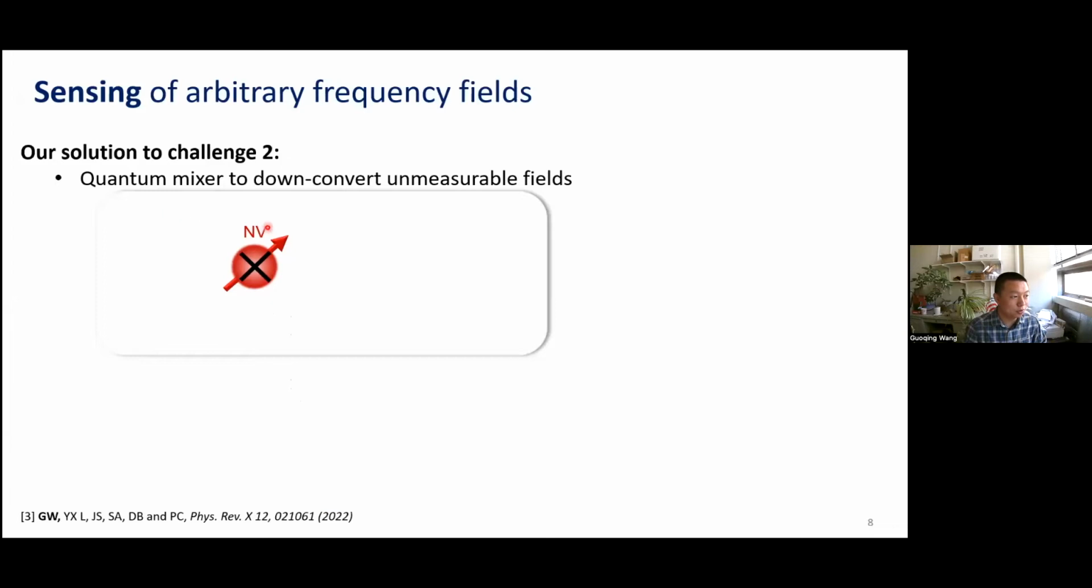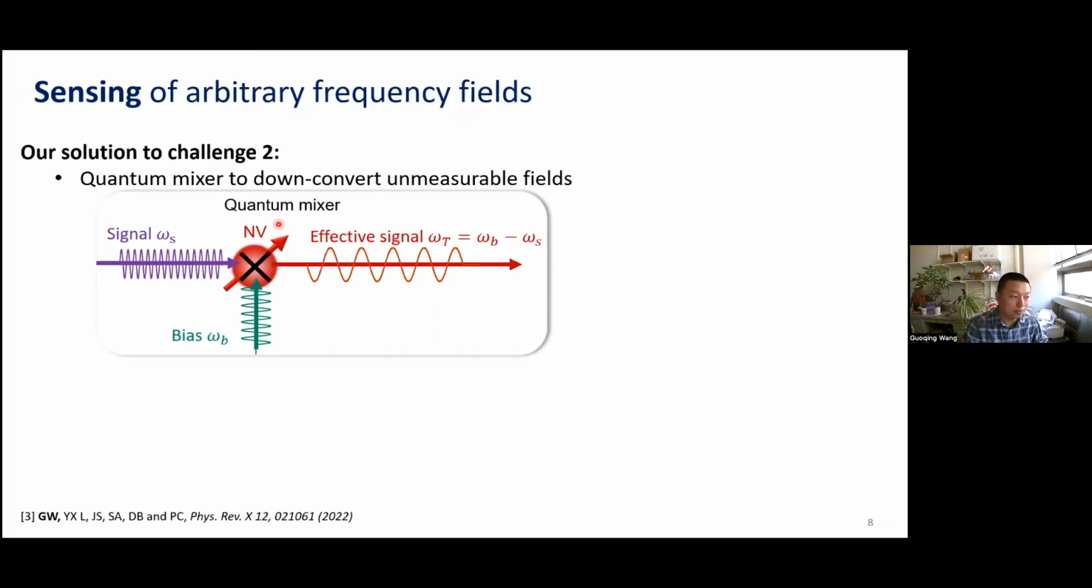We propose a so-called quantum mixer to convert any unmeasurable frequency fields to measurable ones. Remember that to sense the signal field, you have to make the signal on resonance with the NV center to drive Rabi oscillation. Now instead, if you have a signal which is far off resonance with the NV center, we can apply another AC bias field with frequency omega b, such that the frequency difference of omega b and omega s matches the NV center frequency. When this difference matches the NV center frequency, this effective signal can drive the Rabi oscillation of the NV center.